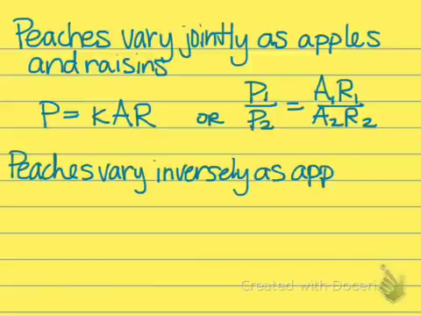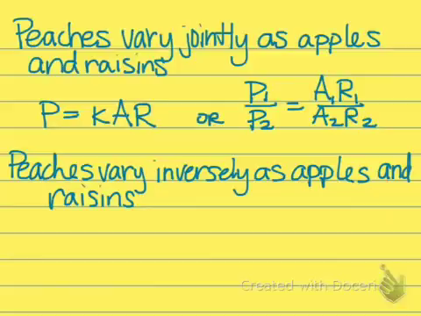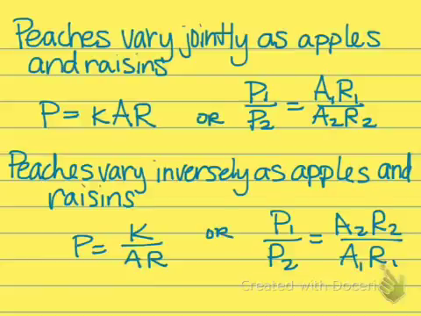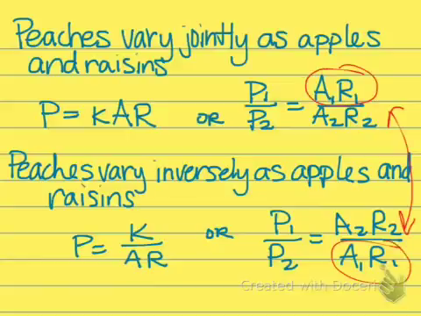Now, if you have peaches vary inversely as apples and raisins, then it's inversely as both of those. So peaches equals K over AR. So then P1 over P2, and then we switch both apples and raisins. A2 over A1, R2 over R1, or A2 R2 over A1 R1. So again, you should be able to notice the difference between these two. That is that A1 R1 are on the top, and here A1 R1 are on the bottom.